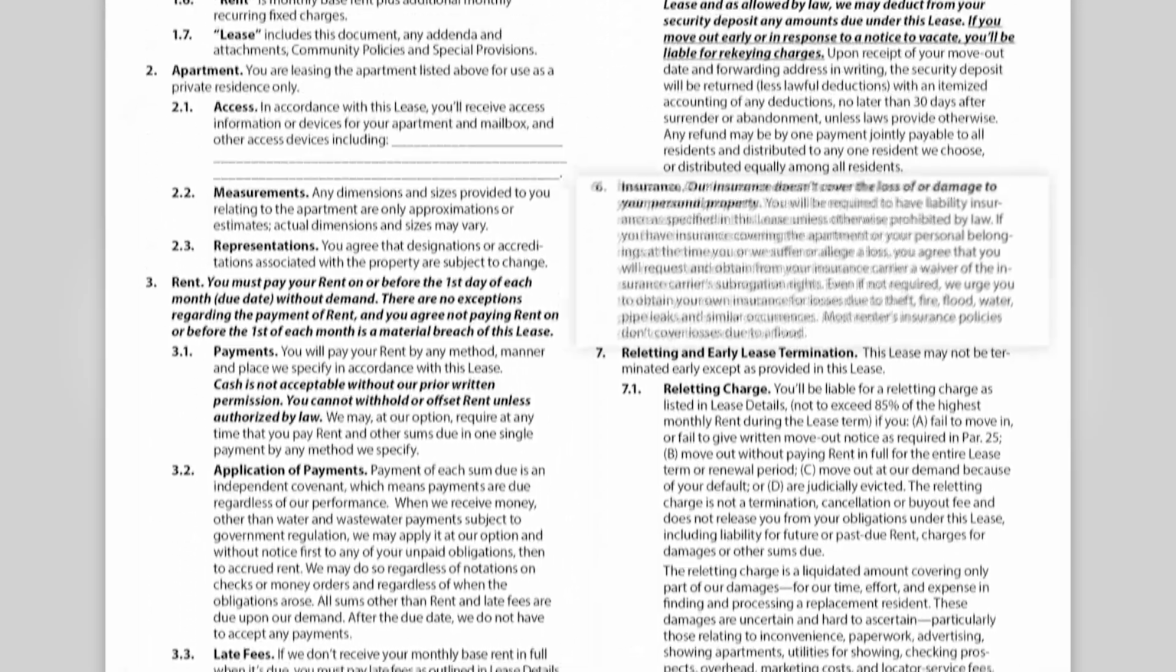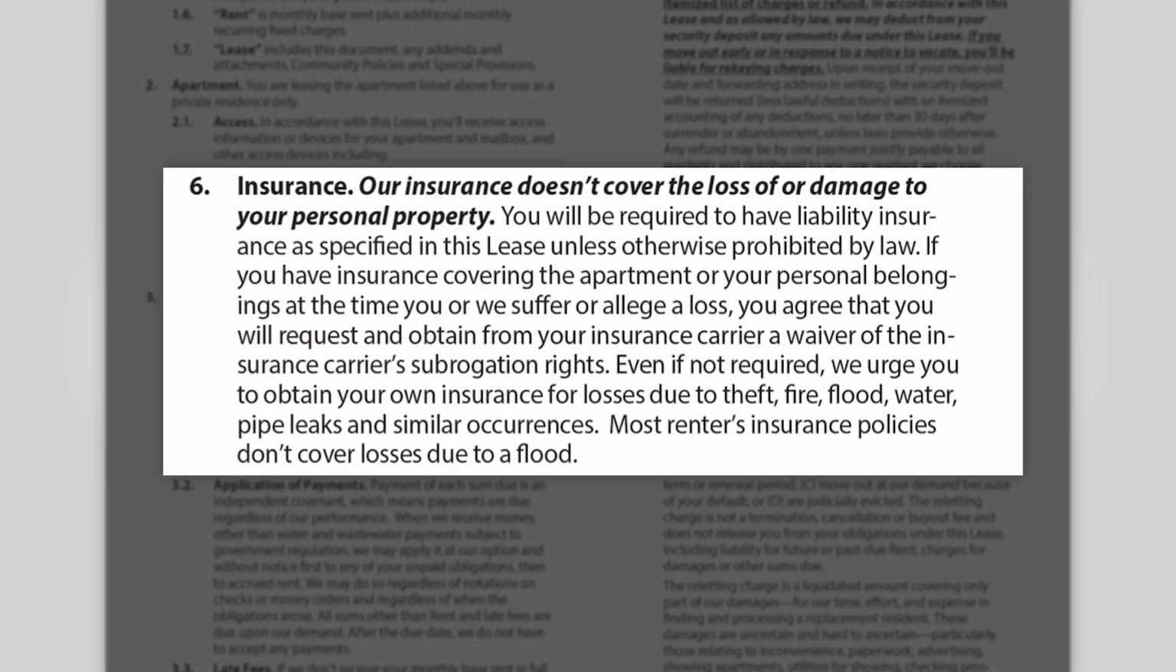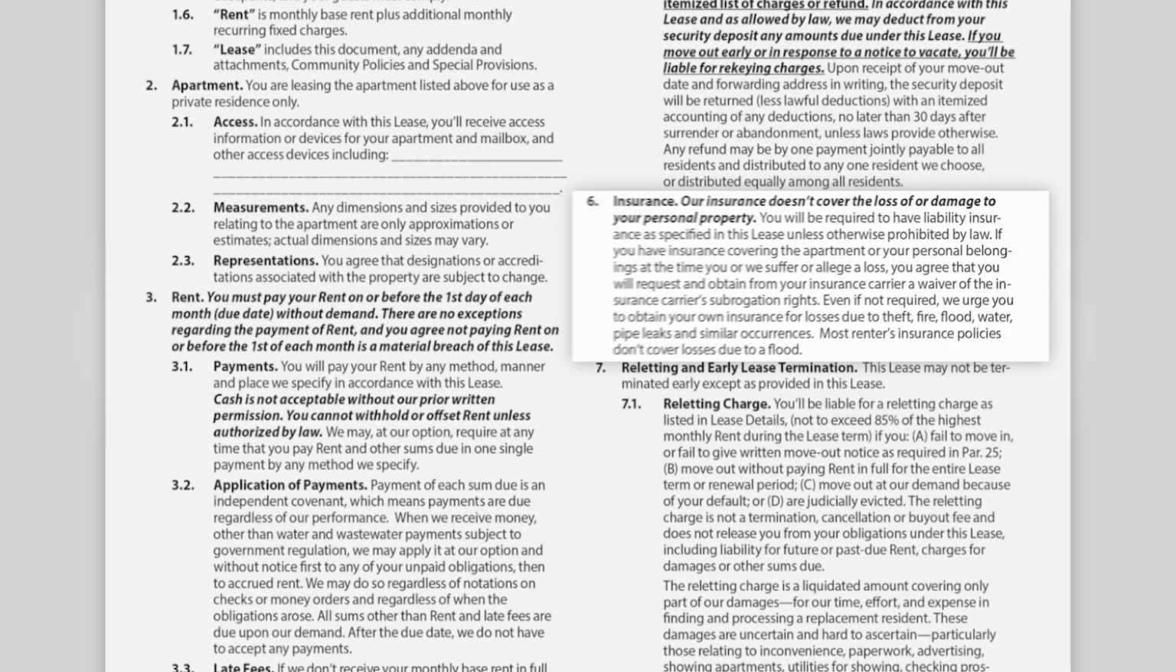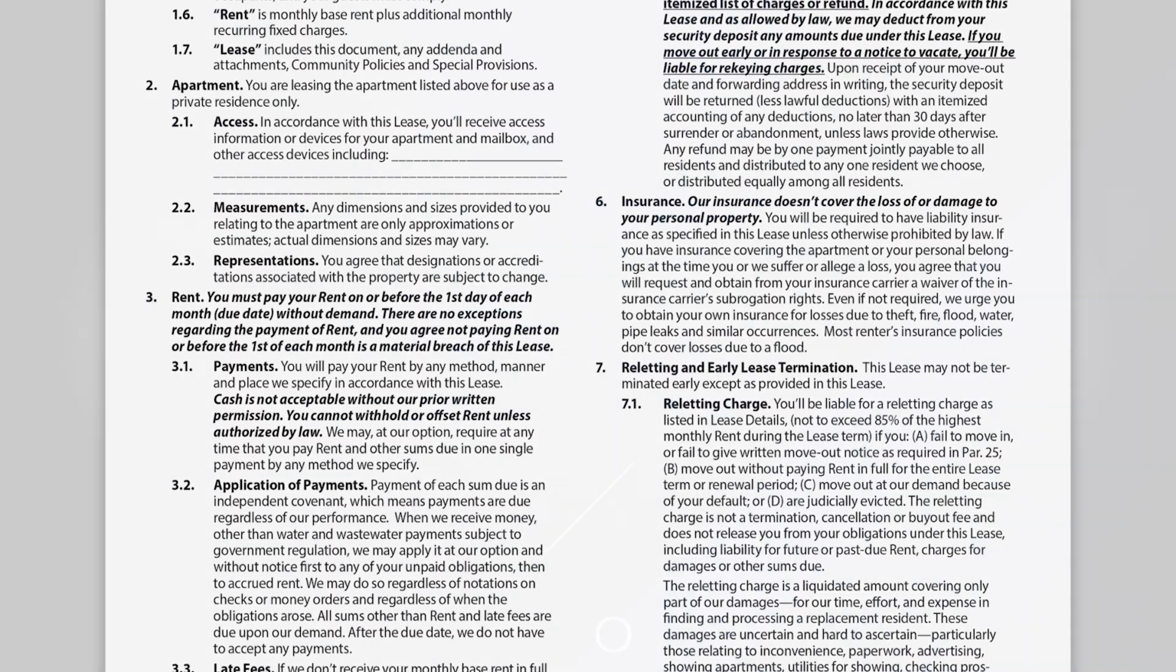Paragraph 6. Insurance. You must have liability insurance as specified in community policies or other addenda unless otherwise prohibited by law. Liability insurance does not cover your belongings in the event of theft, fire, flood damage, or other loss. If you or we suffer a loss, then you have insurance covering the apartment or your personal belongings. You will request and obtain from your insurance carrier a waiver of its subrogation rights. We may also use an addendum or special provision to make other choices about insurance.